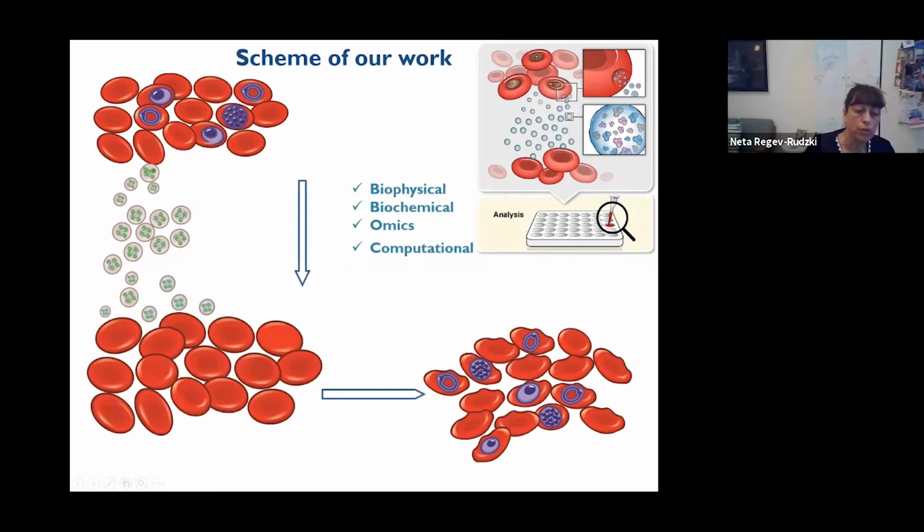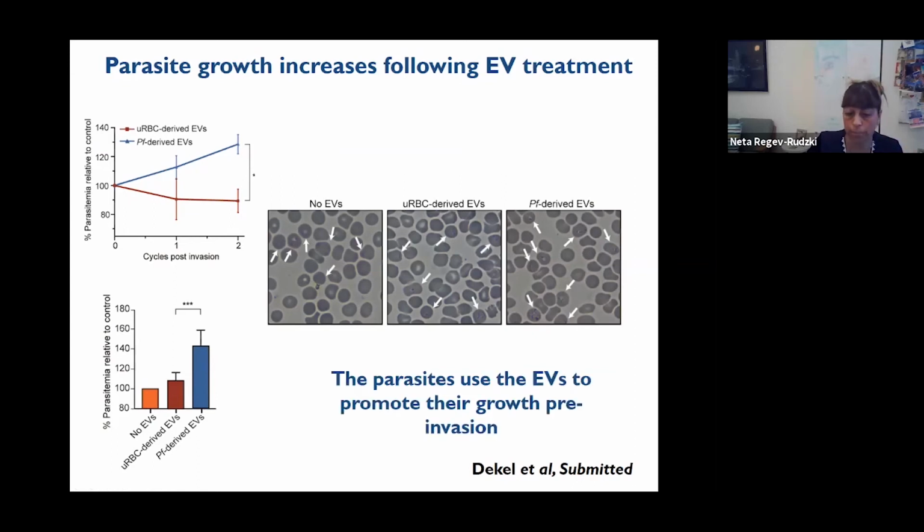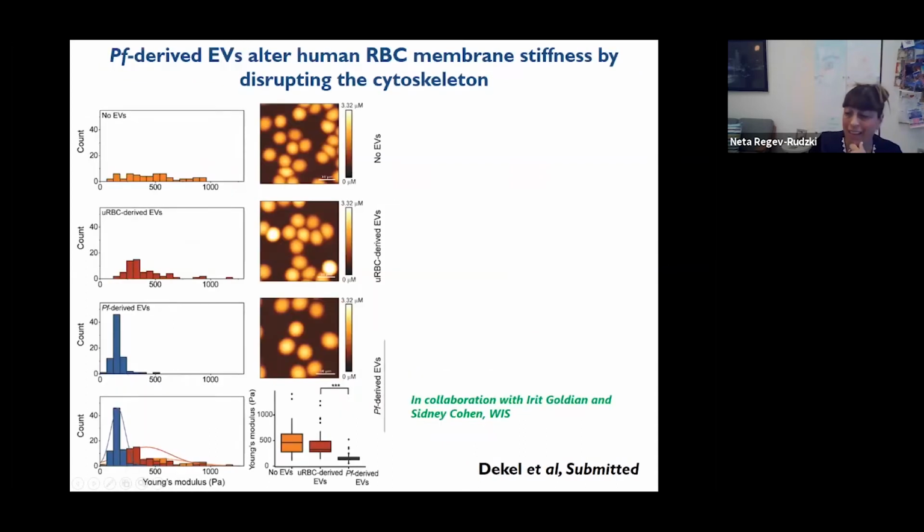So the first question we ask: what happens in terms of parasitemia levels when we introduce the parasites to these treated cells? Here we got a higher level of parasitemia when we introduce them to the treated cells, suggesting that the parasite uses these vesicles to promote its growth before it invades the red blood cells, before it invades this host. Now, it is known from other studies that it is much easier for the parasite to invade red blood cells whose membrane is softer.